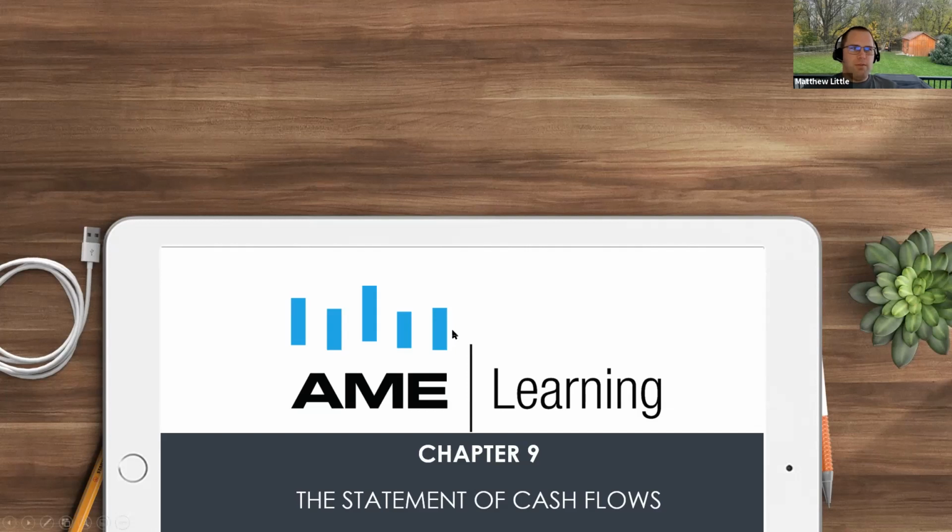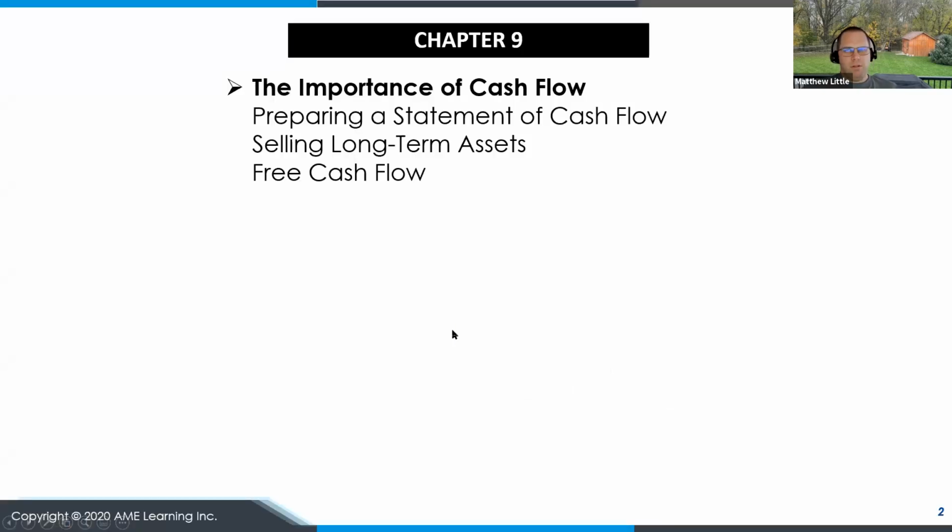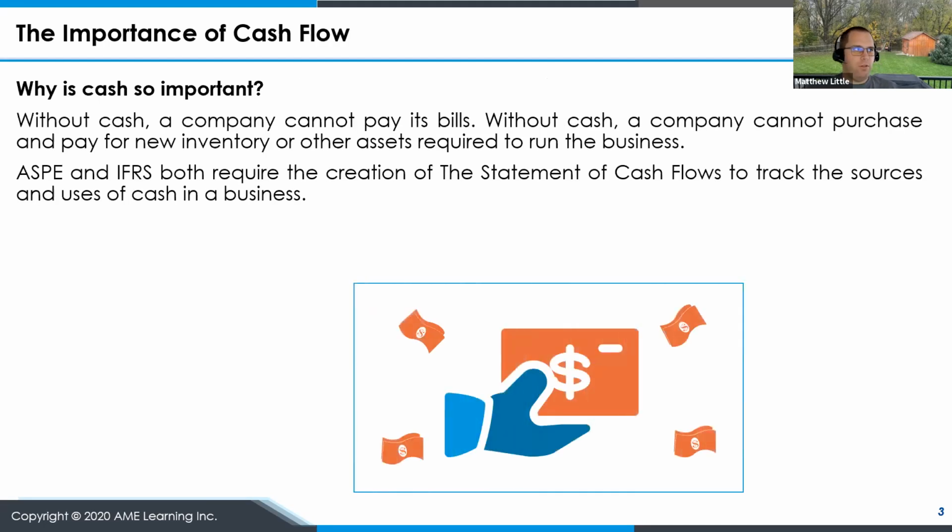So when we talk about the statement of cash flows, really we're going to, first of all, why do we do that? How do we prepare it? How does long-term asset sales come into play? And then what do we mean by free cash flow?